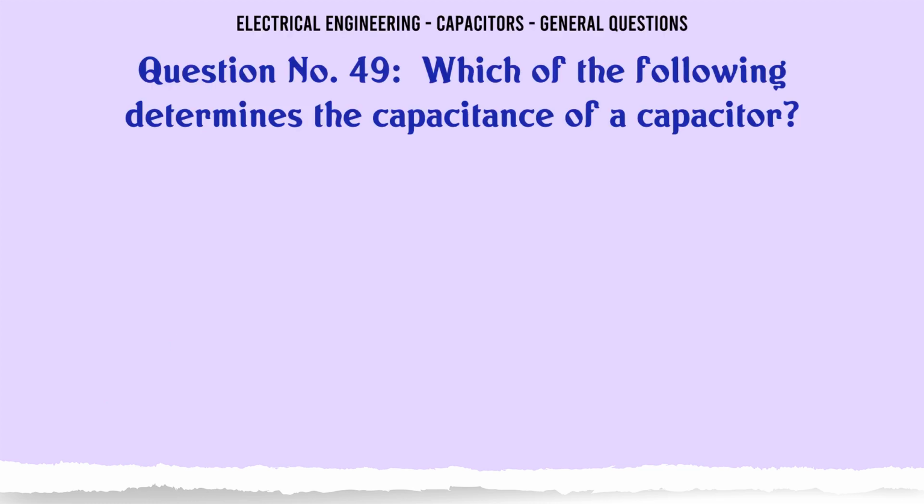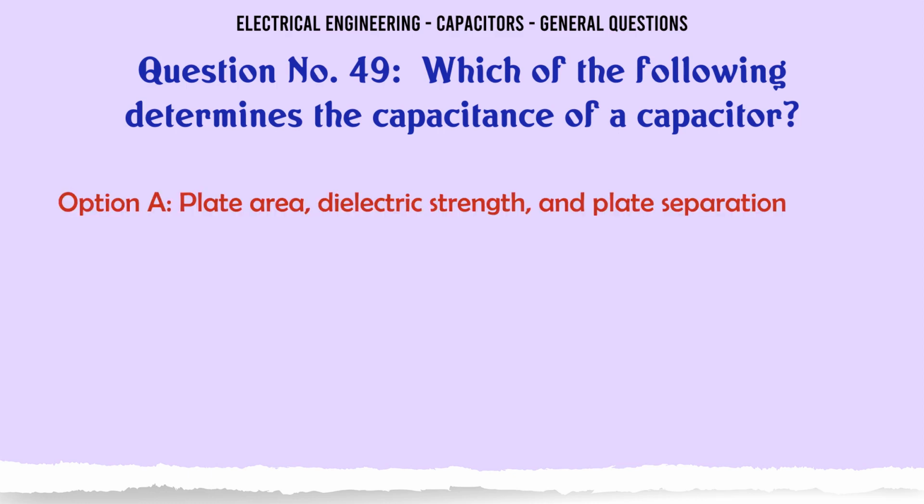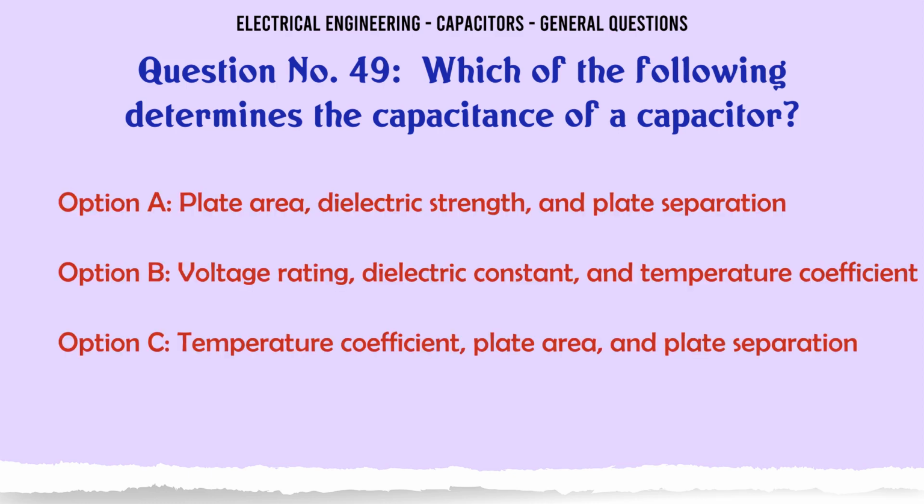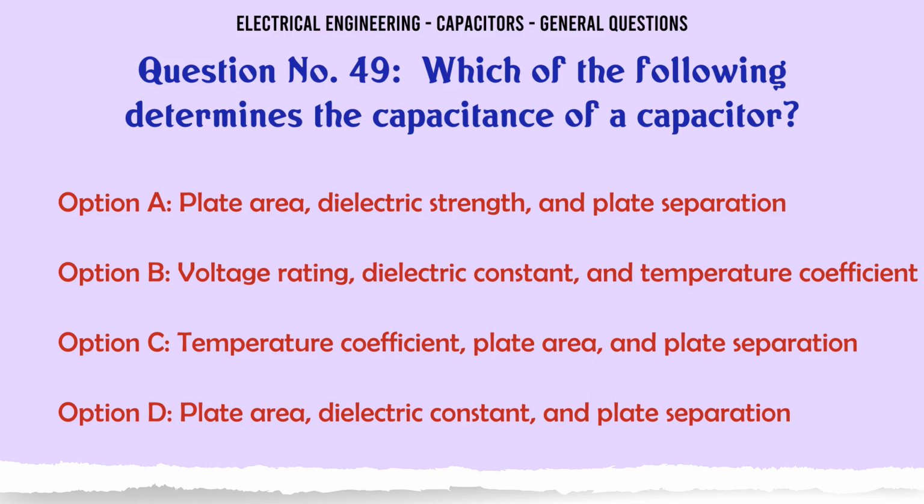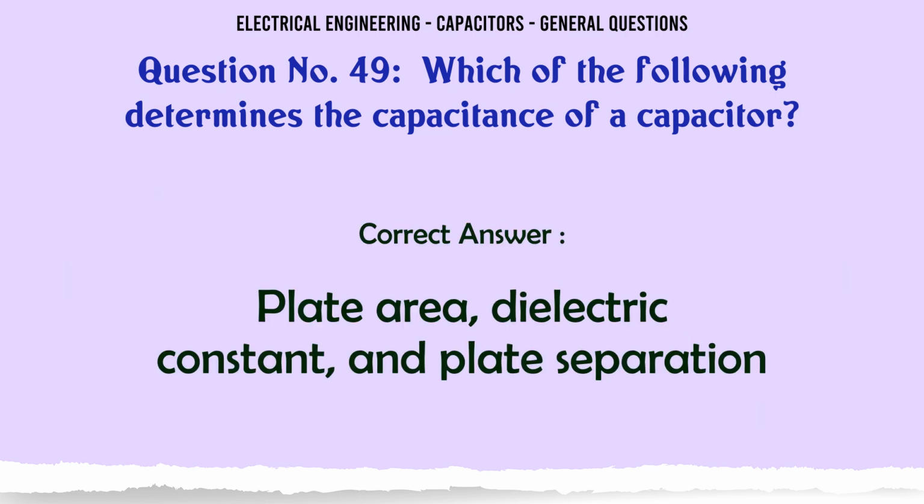Which of the following determines the capacitance of a capacitor? A. Plate area, dielectric strength and plate separation. B. Voltage rating, dielectric constant and temperature coefficient. C. Temperature coefficient, plate area and plate separation. D. Plate area, dielectric constant and plate separation. The correct answer is plate area, dielectric constant and plate separation.